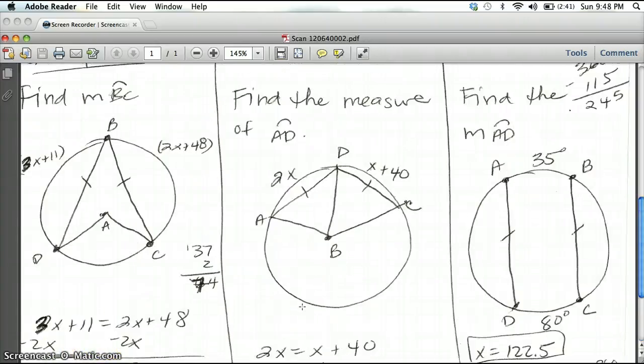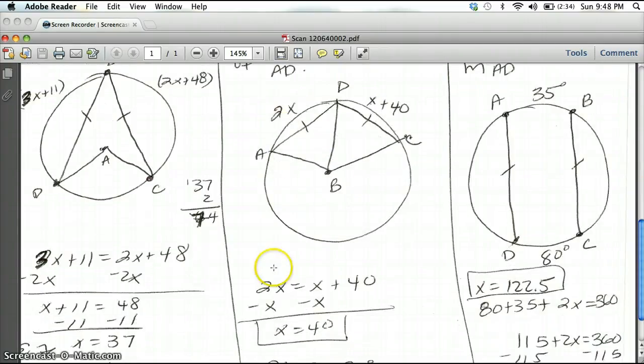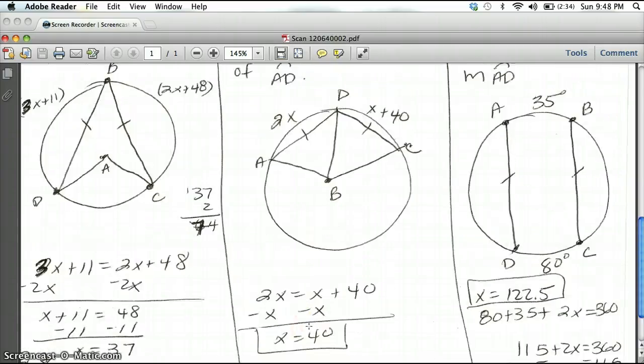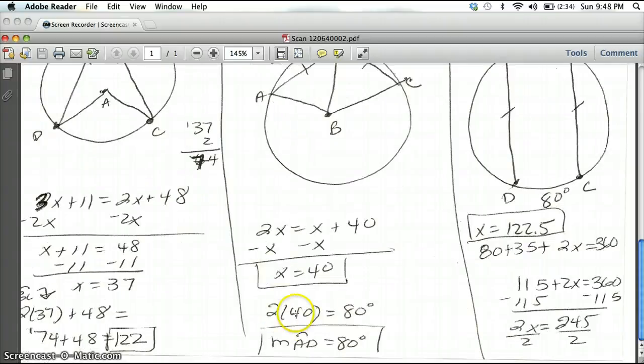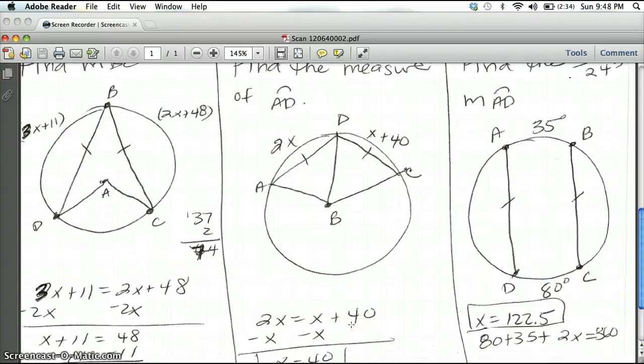Now let's look at the second example. It says find the measure of AD. Now, chord AD is congruent to chord DC, which means their arcs are also congruent. So I'm going to go ahead and make 2x equal to x plus 40. I subtracted x from both sides, and I got x was equal to 40. Then I wanted to find AD, so I plugged x back in. So 2 times 40 is equal to 80 degrees.